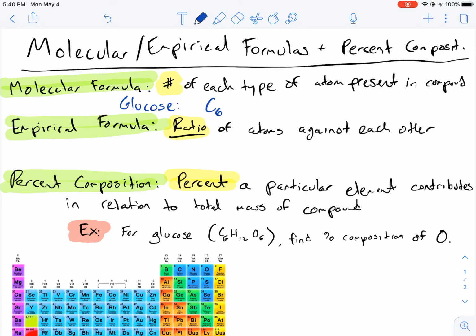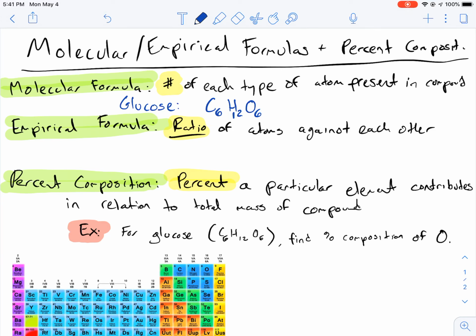Glucose's molecular formula is C6H12O6. That simply means that there are 6 atoms of carbon, 12 atoms of hydrogen, and 6 atoms of oxygen in one glucose molecule. So you're taking 6 carbons, 6 oxygens, and 12 hydrogens, putting them all together, and that forms one molecule of glucose. In contrast, the empirical formula is a ratio of atoms against one another in that compound.